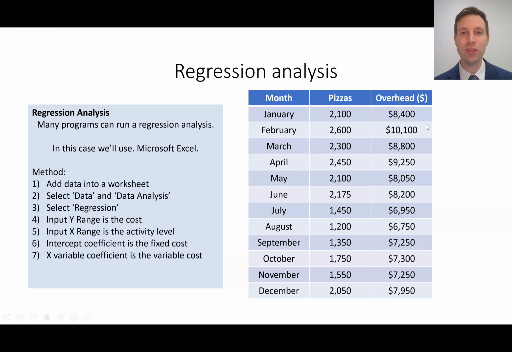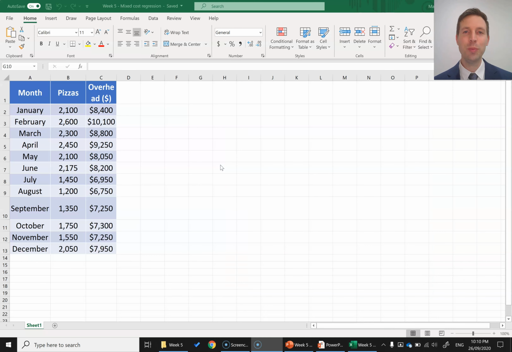We could plot this onto a scatter plot and try and draw a line of best fit through it ourselves, or we can use a regression, which is doing this for us. In this case, we're going to use Microsoft Excel to run a regression, and I'll briefly explain what the regression output means and how it can be interpreted for us. So I've opened up Microsoft Excel, and I've got the data in column formatting here. So I've got the number of pizzas each month, and I've got the overhead cost incurred.